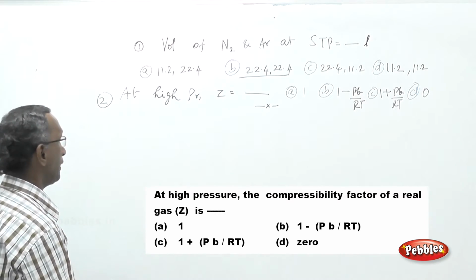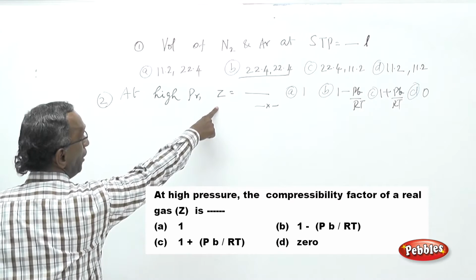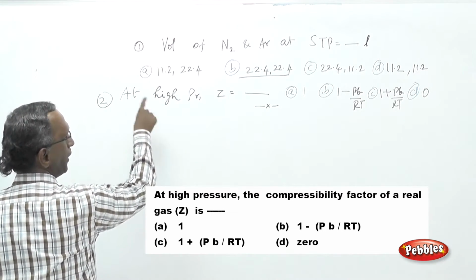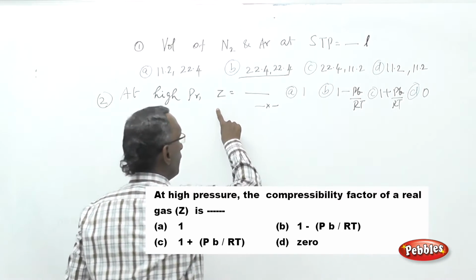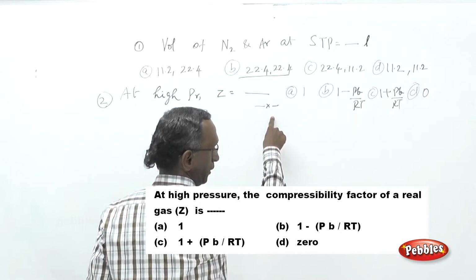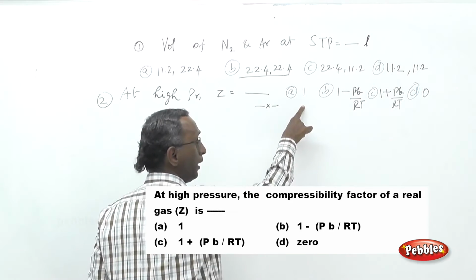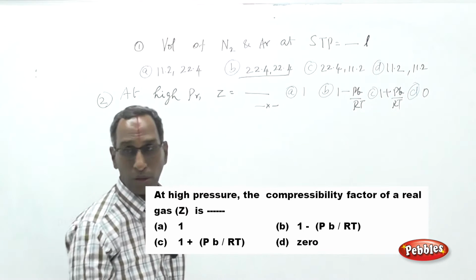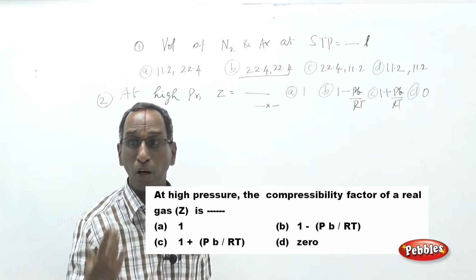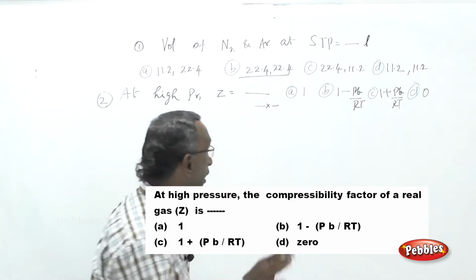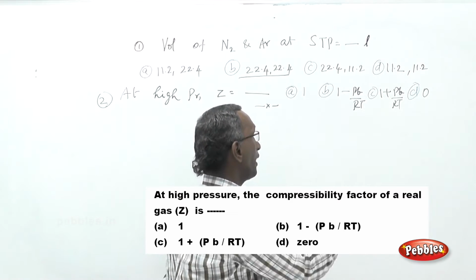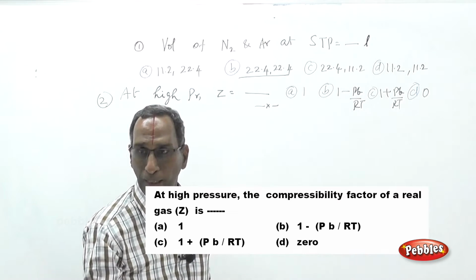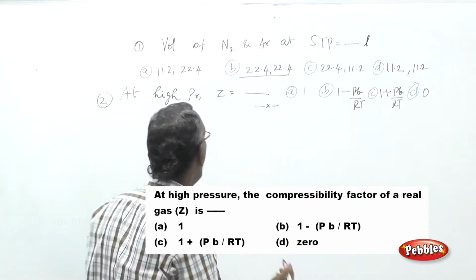The question reads: Z stands for compressibility factor. Briefly, at high pressure the compressibility factor is dash. Four values are given: unity, less than unity, greater than unity, and compressibility factor is 0. Compressibility factor 0 means gases cannot be compressed, which rules that out. They are compressible, but to a greater extent 1 plus, lesser extent 1 minus, normal extent 1.